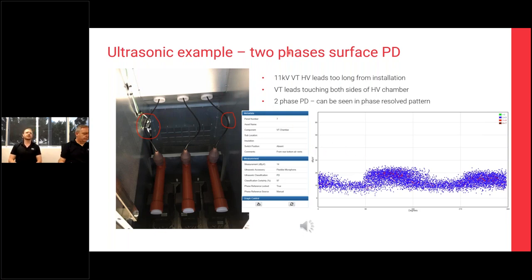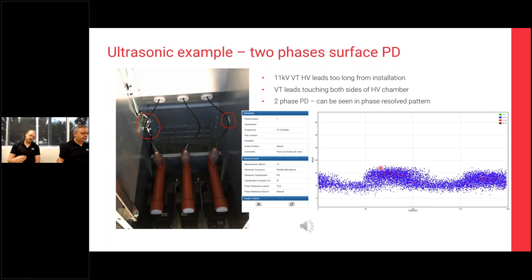Now, this is a small case study, one of my own, where I scanned an 11 kV switchboard with an ultrasonic sensor. I scanned the actual VT panel and I heard this sound, which is a harsh crackling sound. And I also saw the phase resolved partial discharge pattern that looks like this. Now, this here to me looks like two phases of PD occurring because it's more active. It's active for longer than it would be for one phase of PD. If it was one, I'd expect it to look like that.